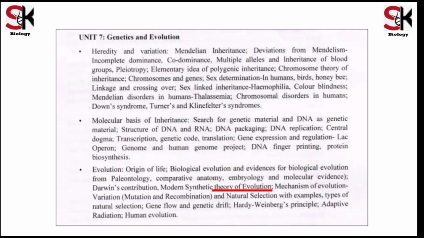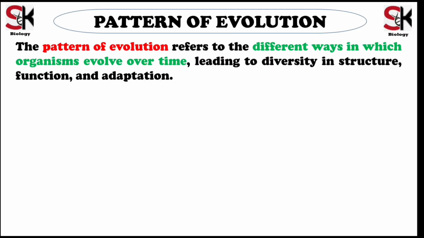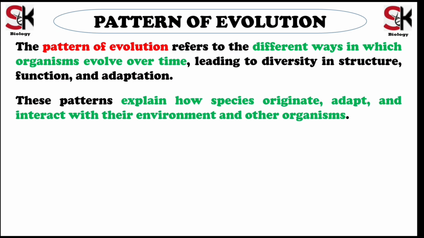Today I am going to explain the concept of pattern of evolution. The pattern of evolution refers to the different ways in which organisms evolve over time. These patterns help us understand how species develop diversity in their structure, function and adaptation. In simple terms, it explains how species originate, adapt to their environment, and interact with other organisms.